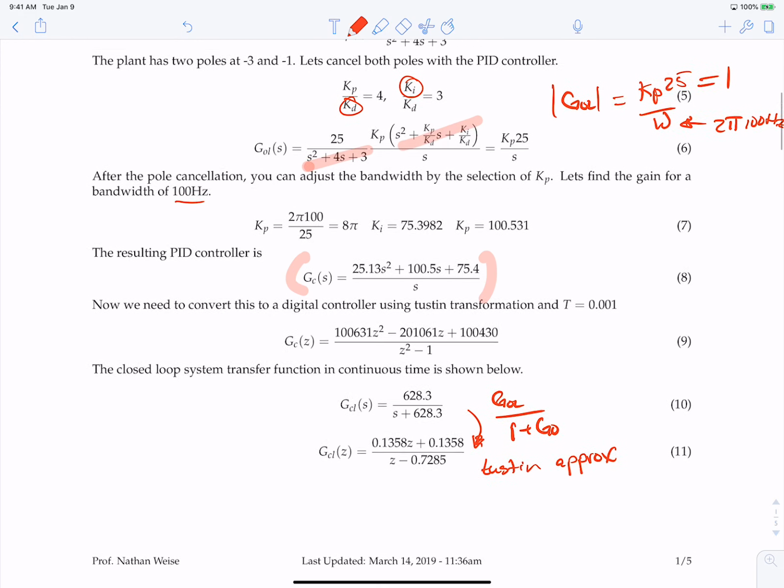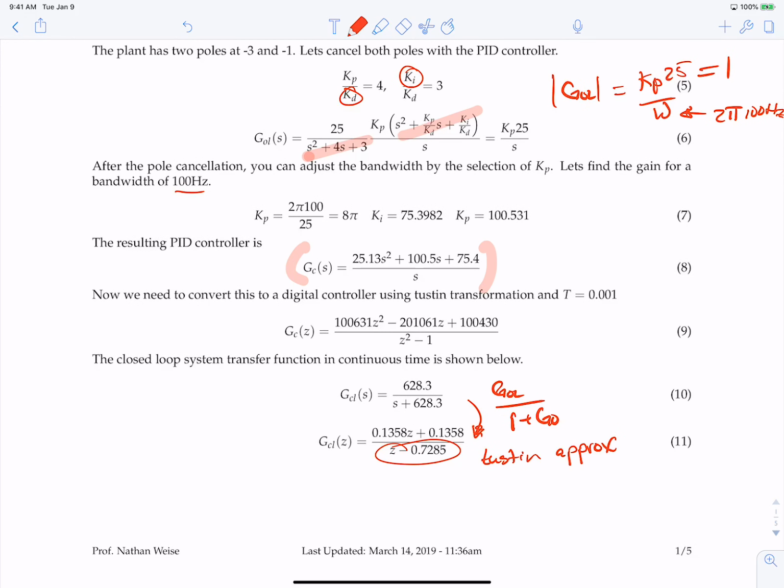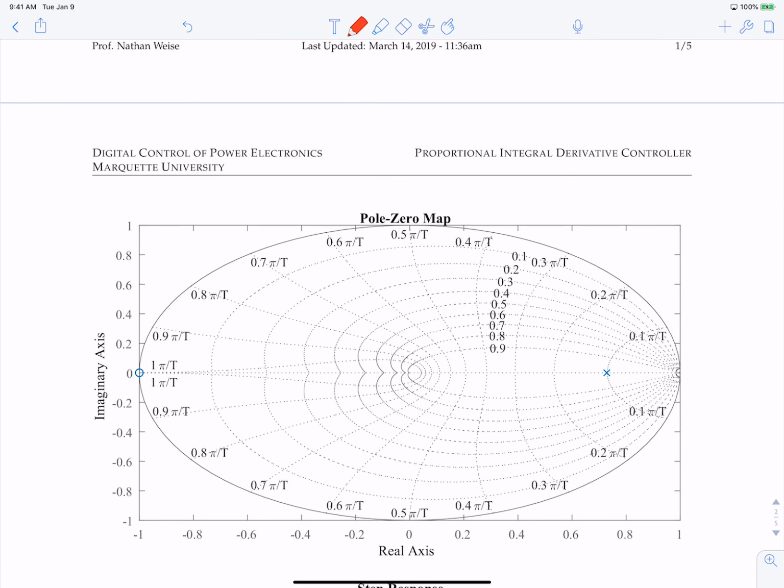All right, if you do that, look where our lonely pole is at 0.728. Oh, that's actually really good. So we look at it, here it is, 0.728. You can see it here, 0.728. We're on the damping line for 1. So this is awesome. Damping's 1. This is going to be a nice response.